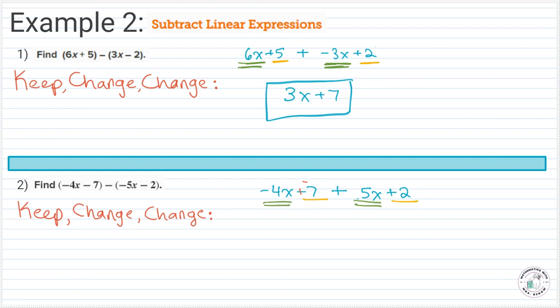So -4x plus 5x is going to be 1x, or just x. -7 plus 2 is going to be a -5. So if I write it out as this first, x plus -5, remember that's technically not simplified, so we're going to write it as x minus 5, and then there's my final answer for that question.